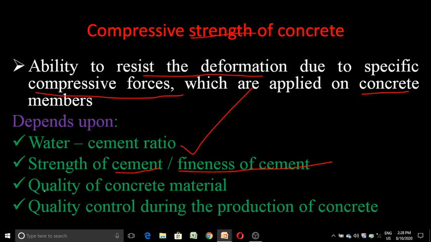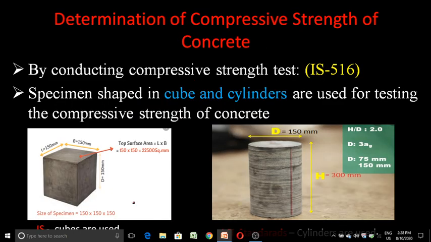And also it depends upon the quality of concrete materials. You know what the concrete materials are that you are using: cement, coarse aggregate, fine aggregate and everything. If we are using superior quality material, then obviously the strength of the concrete also increases. And finally, it depends upon quality control during the production of concrete. If you maintain good quality control during production, obviously it will increase the compressive strength of concrete. Then how to determine this compressive strength of concrete?